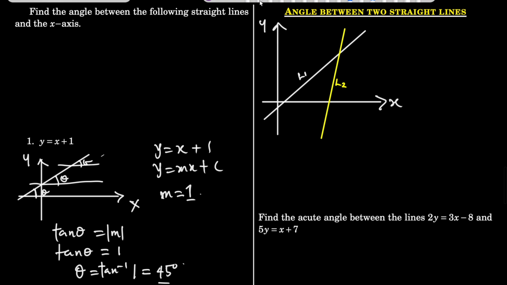Your L1 is going to have a slope of M1, because I can differentiate the two slopes. So line 1 slope is M1, while line 2 is going to have a slope of M2. Remember the angle that we are calculating is connected with the x-axis. So the angle L2 makes with the x-axis, we write as theta 2, and this one is going to be theta 1.